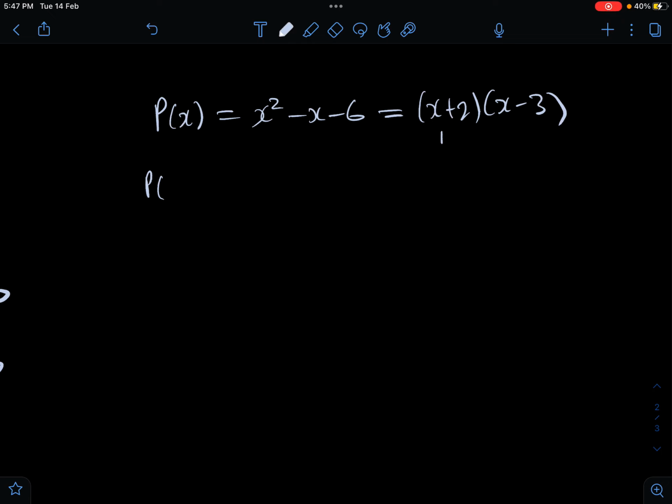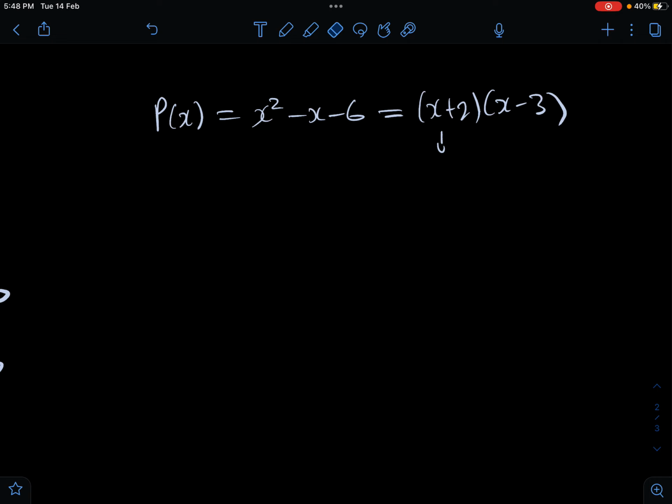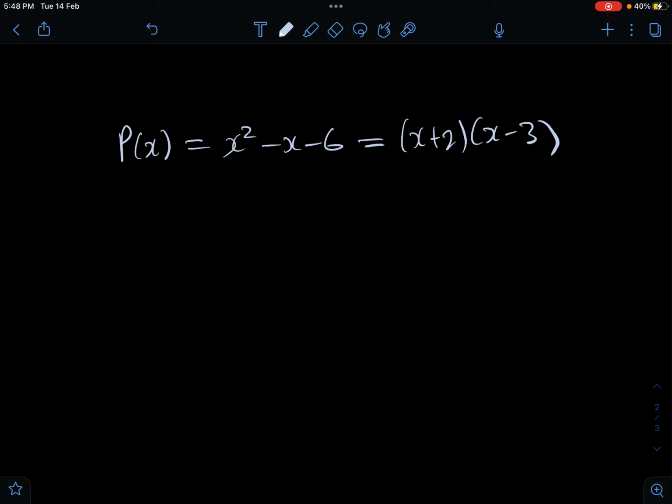Since this is plus 2, this can be broken down into x minus negative 2, and our a is our negative 2 over here. Sorry for that notification. And so this becomes p of negative 2 equals negative 2 squared minus negative 2 minus 6 equals 4 plus 2 minus 6 equals 6 minus 6 equals 0. So we know both of these are factors, and we've now double checked our answers. We can say with certainty we're correct and save a couple of marks on an assessment.